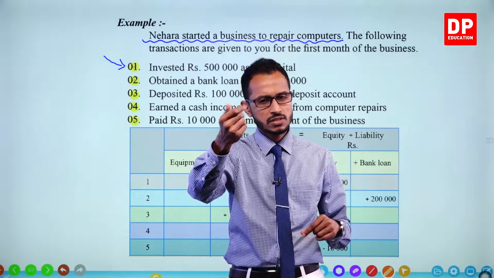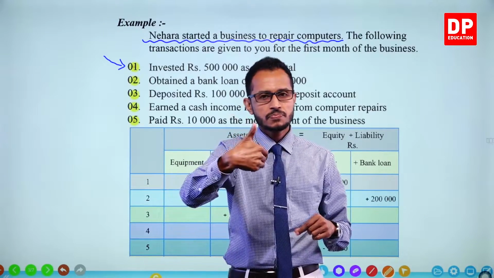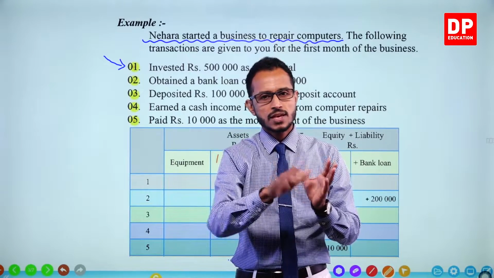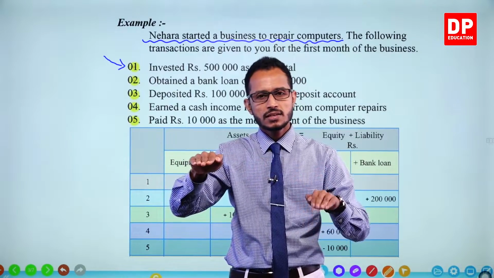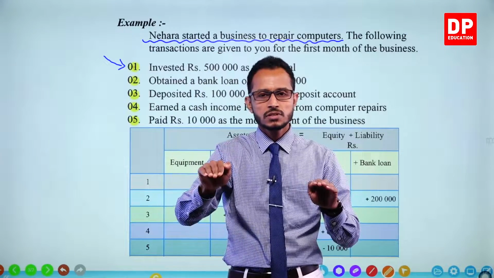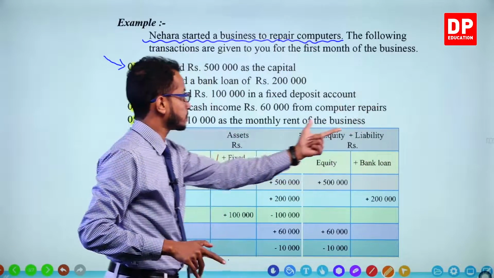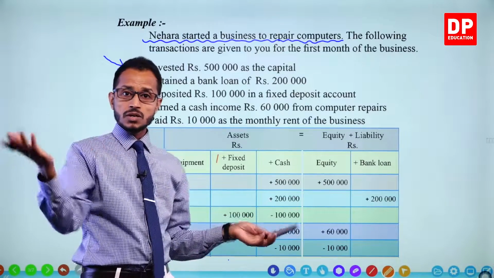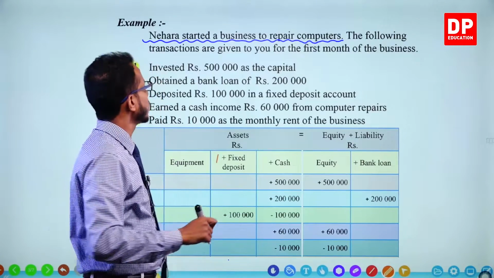Cash, 5 lakhs. That means cash asset flows into the business. So cash increases, isn't it? In the business, there was no cash. Now we have 5 lakhs cash. So all of a sudden, cash increases by 500,000, and equity also increases. Why? Because the owner brought in that 500,000 and it is owner's equity. All right.